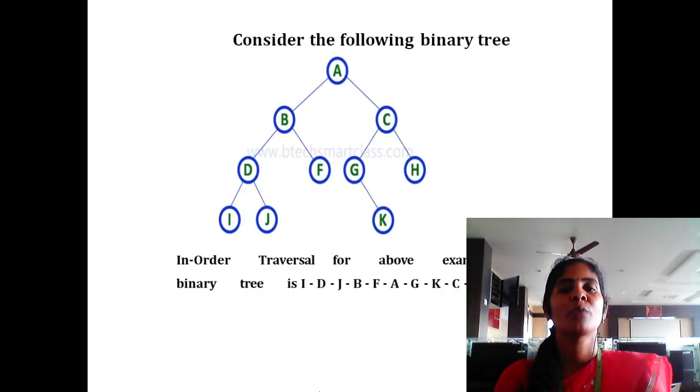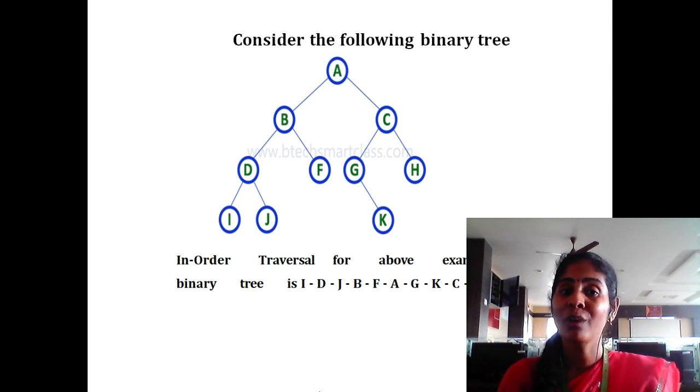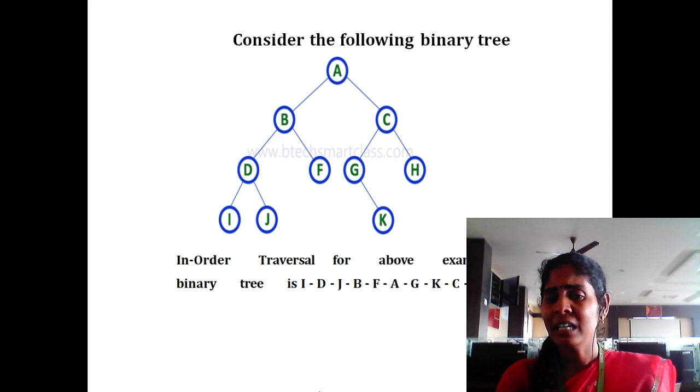Consider the following binary tree. This is a simple binary tree. Here I am showing the order in which we are going to visit the nodes of this tree. First, we have to follow the left. We start visiting from the left part of the binary tree. What is the top root node here? A is the top root node, and the left subtree starts from B. B is the root node for D and F, and D is the root node for I and J.